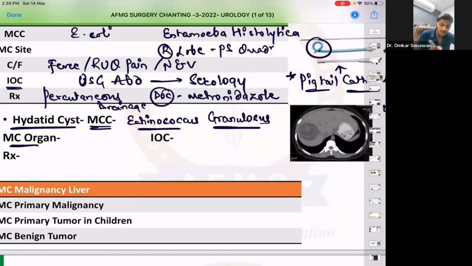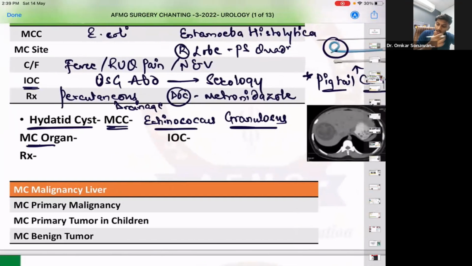And the most common organ affected over here would be liver. Hydatid cyst, Echinococcus granulosus, causes what? It causes accumulation of fluid and it causes cysts in multiple organs. These cysts can be seen in multiple other organs, but the most common organ affected is liver.